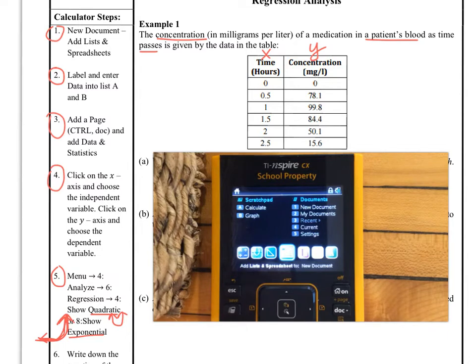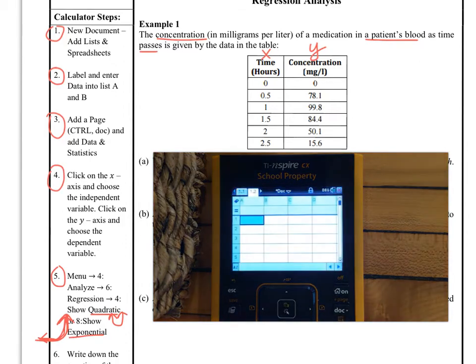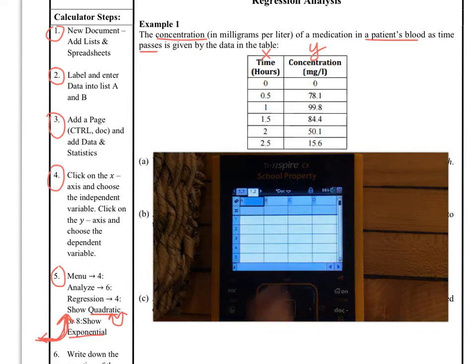All right, so for example 1, the first thing that you want to do is add a list and spreadsheet. You can do that one of two ways. You can do it down here at the bottom, or you can hit 1, new document, add list and spreadsheet. So either way, add a list and spreadsheet. And what we want to do first is enter our data into these two columns. The first one in A, we want to go up and highlight A and hit enter.